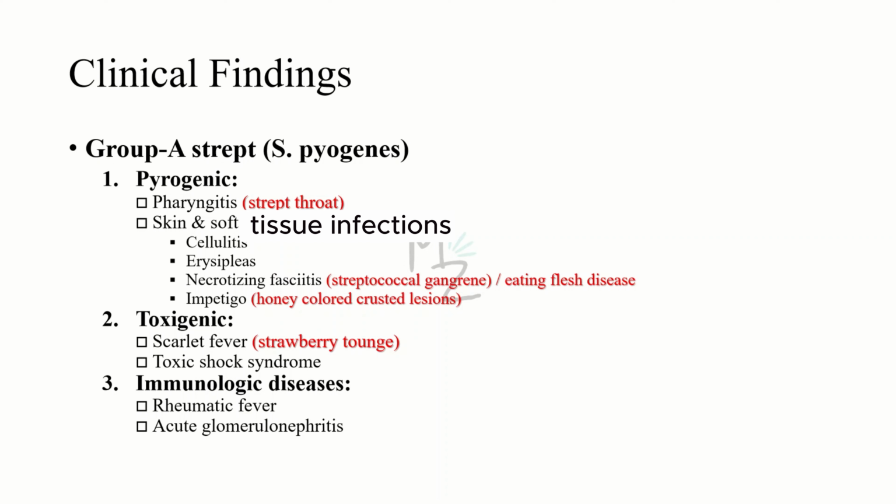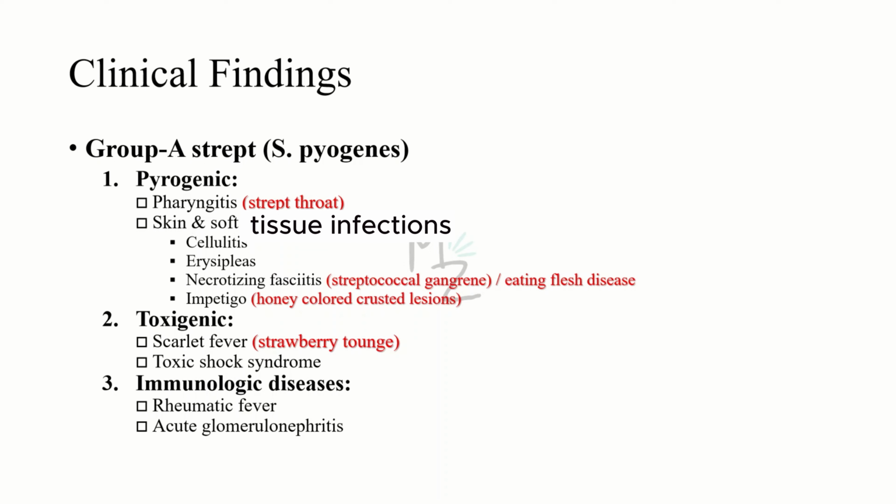The second type of disease it is responsible for causing is toxigenic disease, such as scarlet fever and toxic shock syndrome. If the infecting streptococci produce erythrogenic toxin and the host lacks antitoxin, scarlet fever may result. A strawberry tongue is a characteristic lesion seen in scarlet fever.